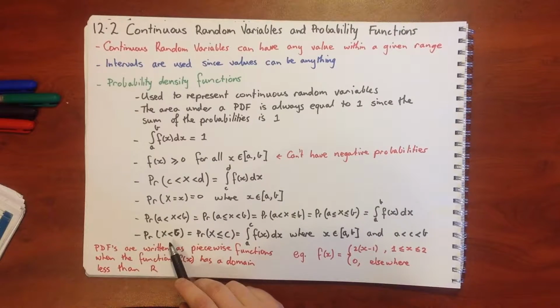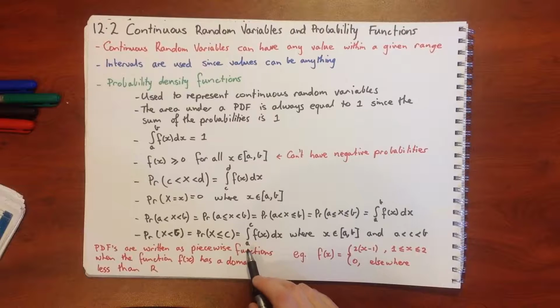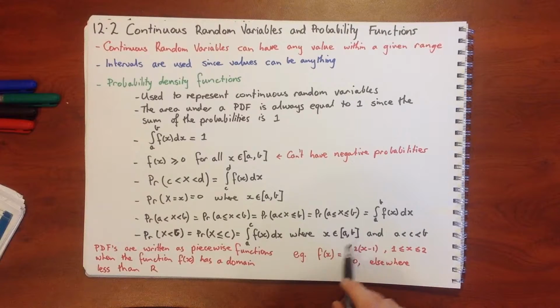The probability that x is less than c is equal to the probability that x is less than or equal to c, which is equal to the integral from a to c of f of x dx, where x is an element of a to b and c is somewhere between our values of a and b.